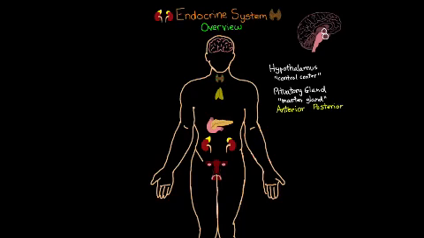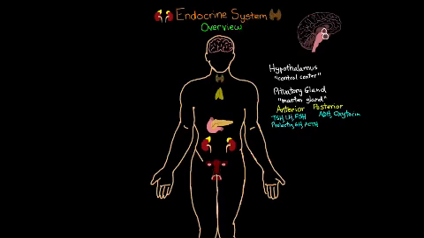And the different parts of the pituitary gland are going to release different hormones. The posterior is primarily responsible for our antidiuretic hormone, or vasopressin, as well as oxytocin, while the anterior is going to be responsible for releasing TSH, luteinizing hormone and follicle stimulating hormone, prolactin, growth hormone, and ACTH.